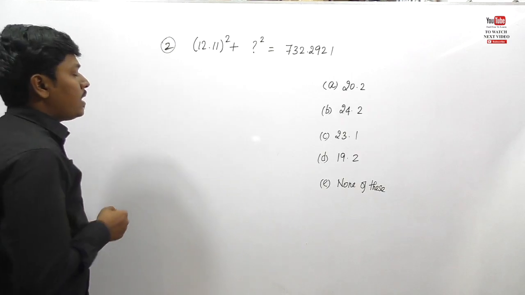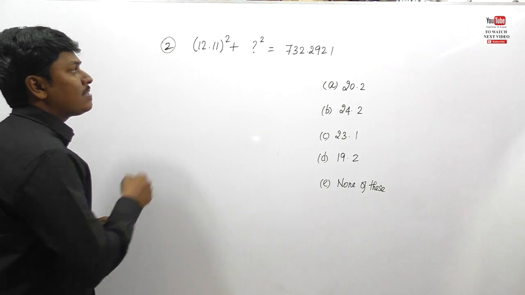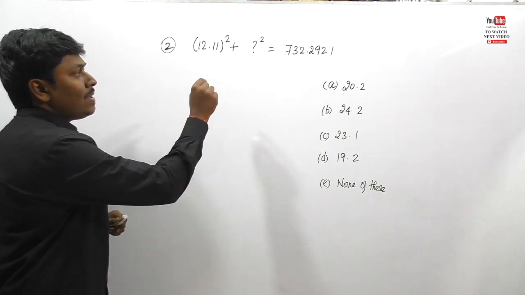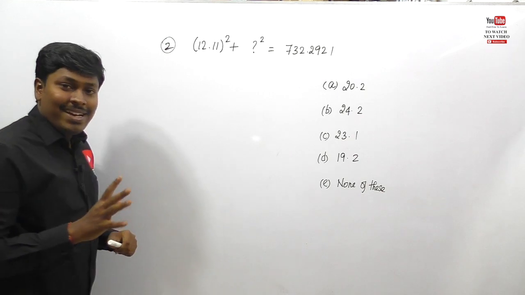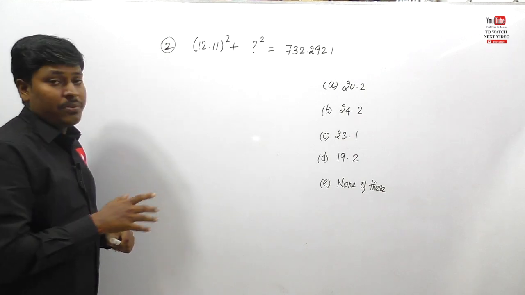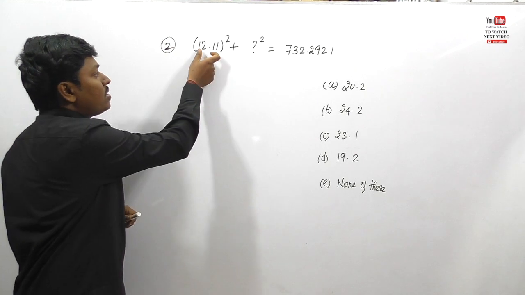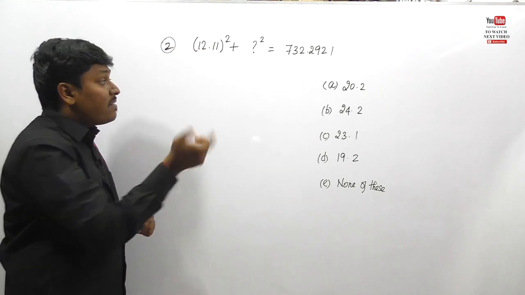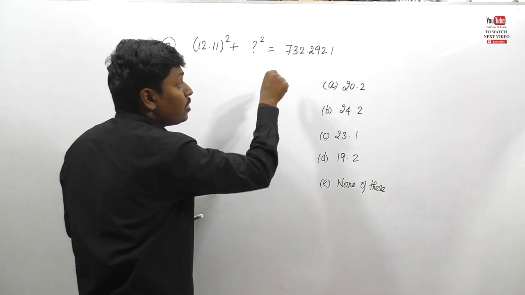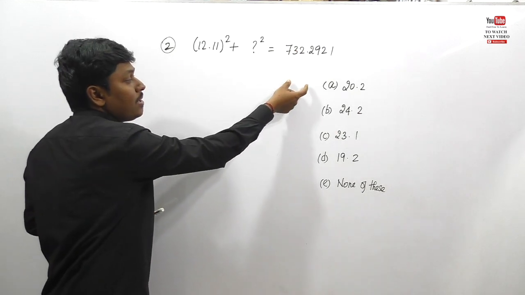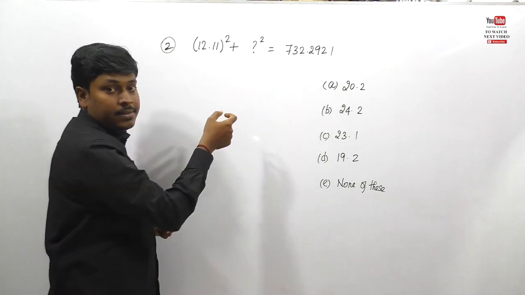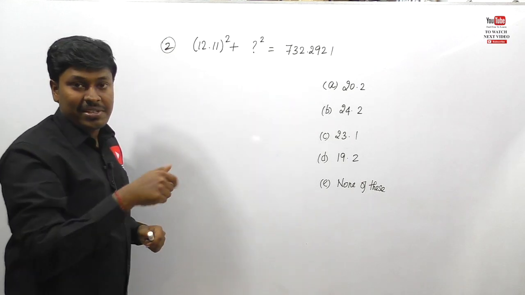Question number 2. 12.11 square plus question mark square is equal to 732.2921. So friends, I heard that most of the students have left the question. Why? Because we need to find 12.11 square initially, subtract it from 732.2921, and find the root of the answer. Then only we can find the question mark.